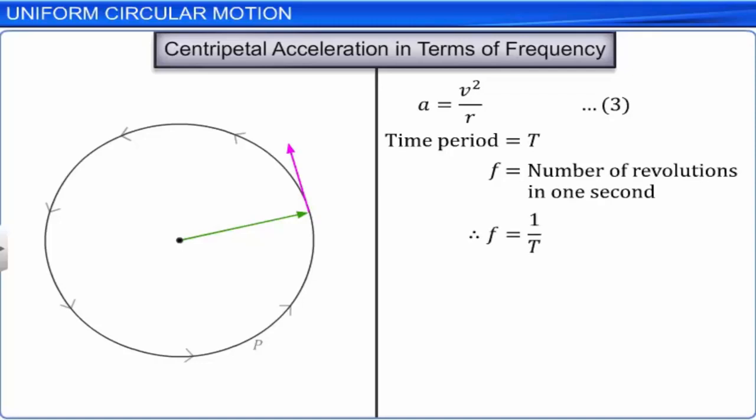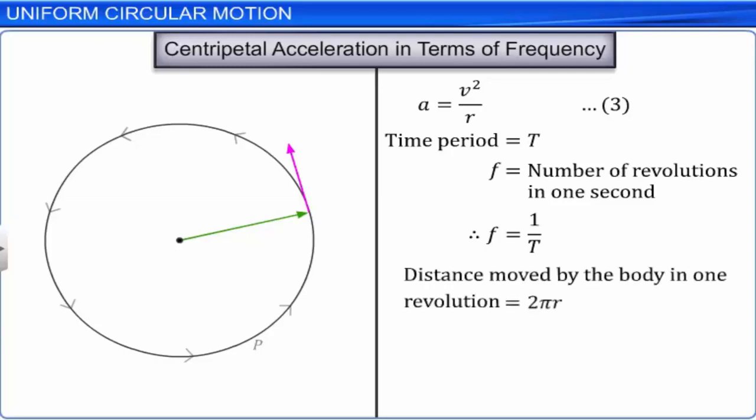Omega is equal to 2 pi f. Substituting the values in equation 3, we get a_c is equal to 4 pi square f square into r.